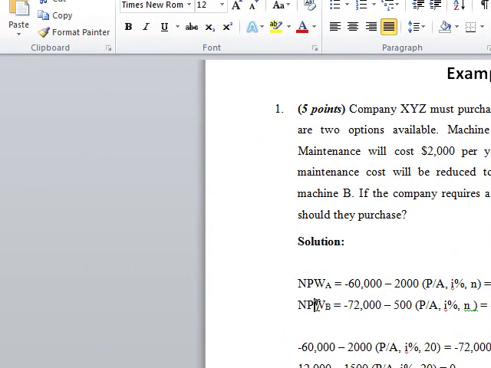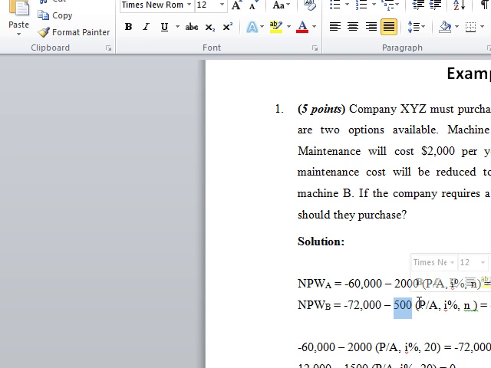Now we need to calculate the net present worth for machine B as well. So machine B, in the beginning we are going to spend $72,000. So that is minus $72,000. That is already the present value, right? Because we are going to spend that money in the first year itself. Then over the next 20 years we are going to spend $500 every year for its maintenance. So that cash flow for 20 years we need to convert to its present value.